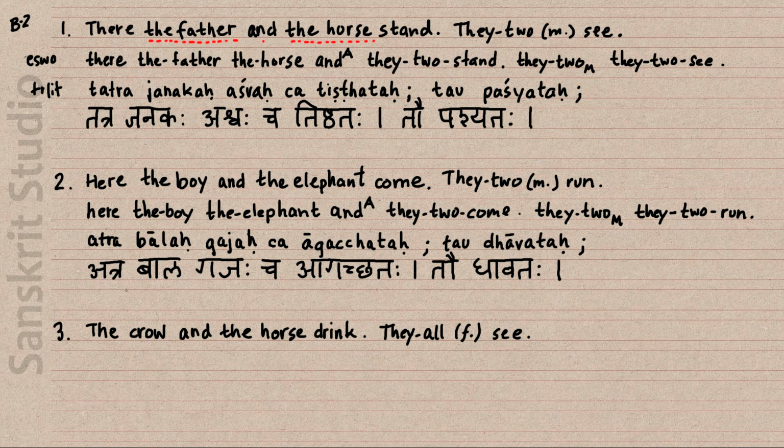All right, so atra bala. Oh, look at that. No visarga there. Okay, correcting. Balaha gajyaha cha agachatah. Agachatah. Okay, and then tau dhavatah. That seems to be correct. Number 3. So the crow and the horse drink, and they all see.